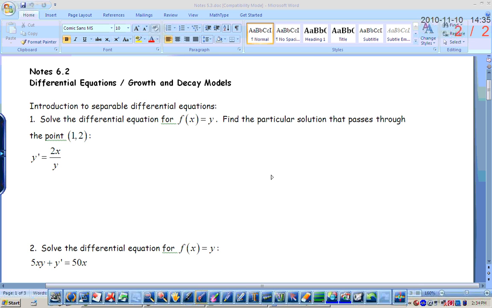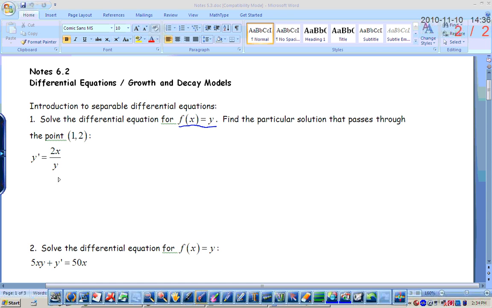Solve the differential equation for f of x equals y. Okay, so we're given a differential equation. That means we're given an equation that is a derivative, and we need to solve it for f of x equals y. That's important because our final answer is going to be y equals something. And then we're going to find the particular solution that passes through the point 1, 2. And hopefully you remember that that allows us to solve for c.